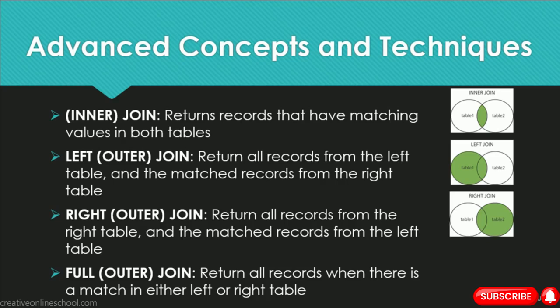And a full outer join returns all records from both tables when there is a match in either the left or right. So it returns everything where either side has the value you're looking for.